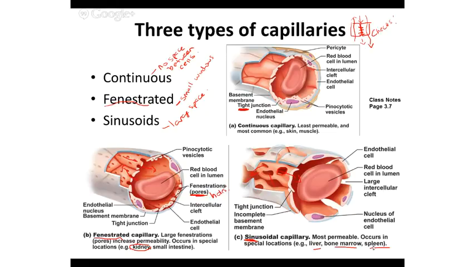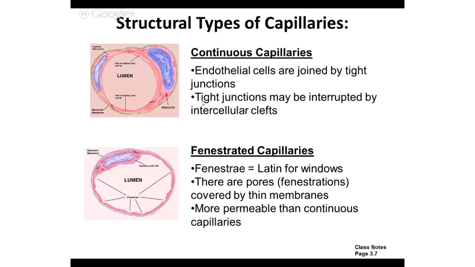So continuous, we have the tight junctions. The cells are tightly glued together, like we learned in biology 203. There's very tight connections here. They're stuck together. So if something wants to go from over here to over here, how does it get through? It has to pass through the cell. It can't go between the cells, right? So this is our continuous capillary.